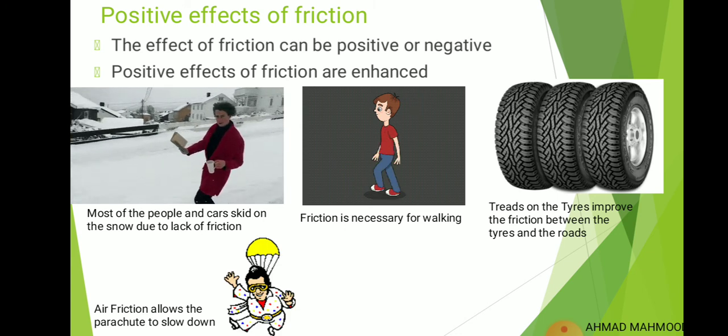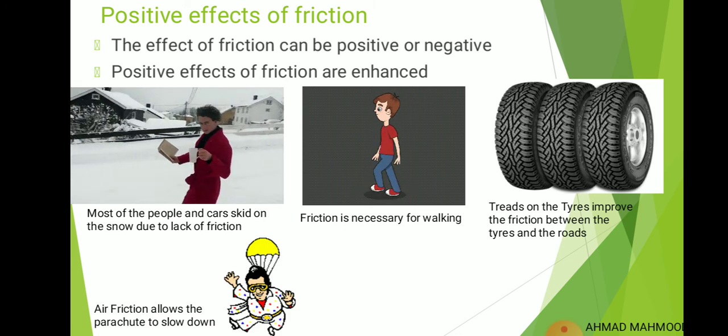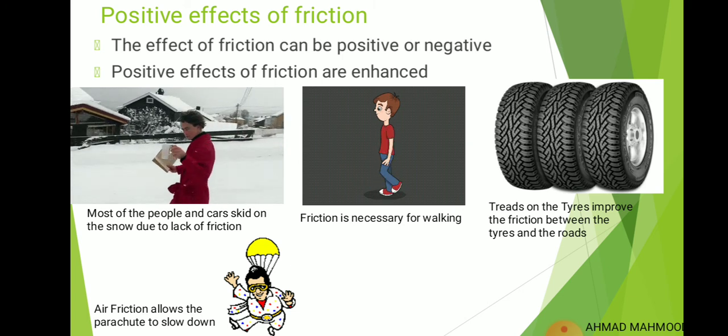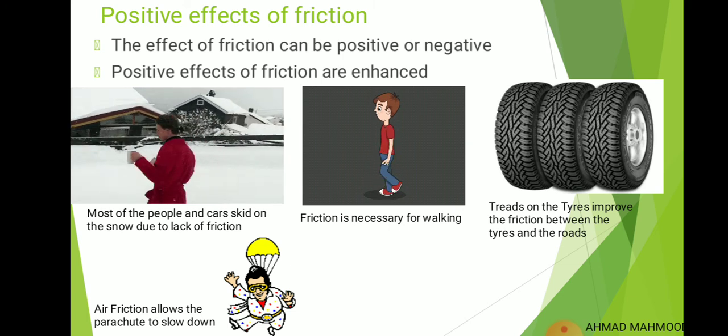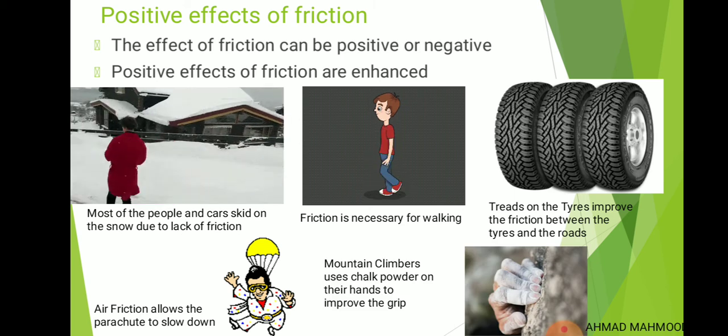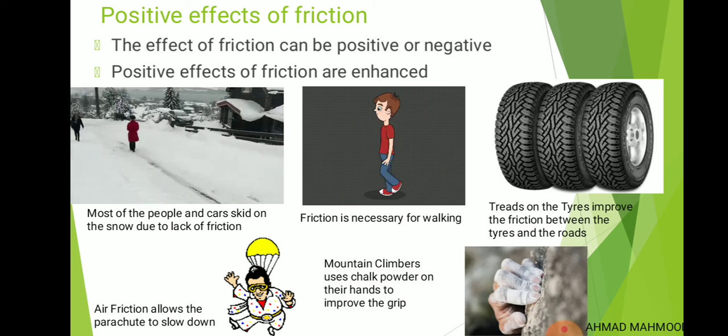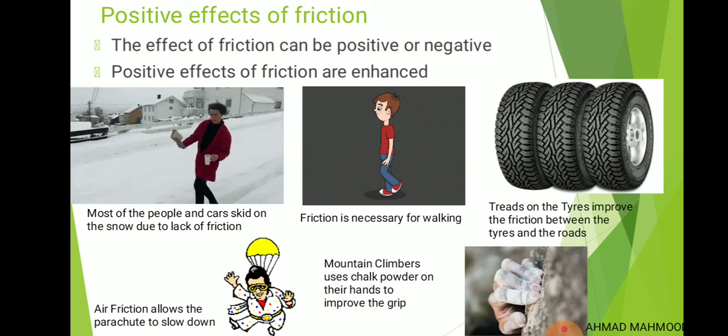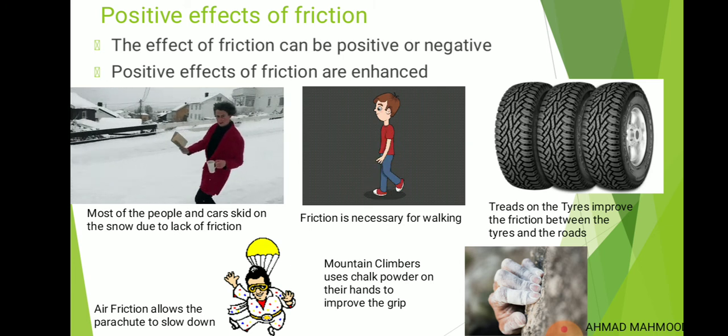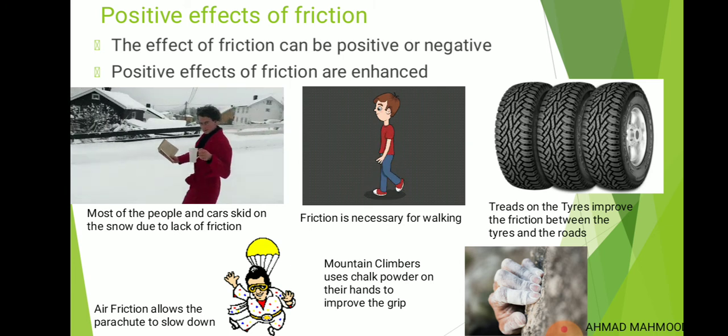Air friction allows parachutes to slow down. This is also a positive effect of friction, which allows parachutists to slow down. Mountain climbers use chalk powder on their hands to improve the grip. That is also a positive effect of friction.